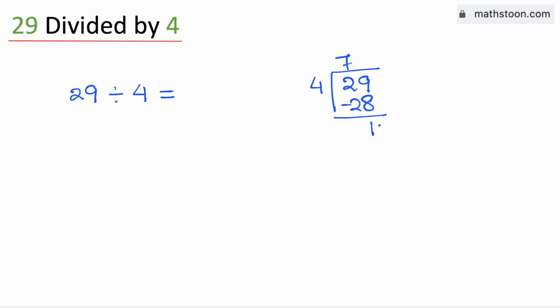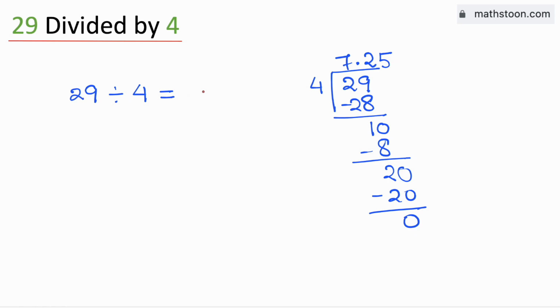Subtract, we get 1. 1 is less than 4, so we need to put a decimal here so that we can borrow 1 0. Now 4 times 2 is 8. Subtract, we get 2. Now 2 is less than 4, that is why we will again borrow 0. Now 4 times 5 is 20. Subtract, we get 0. As we have obtained the number 0, so we will stop.